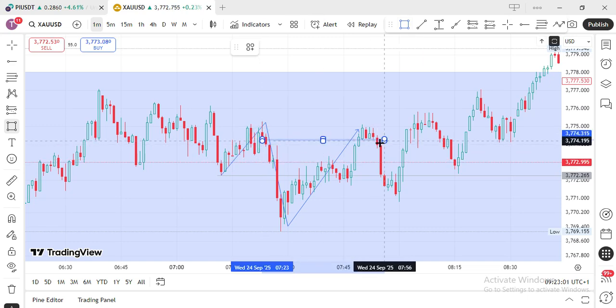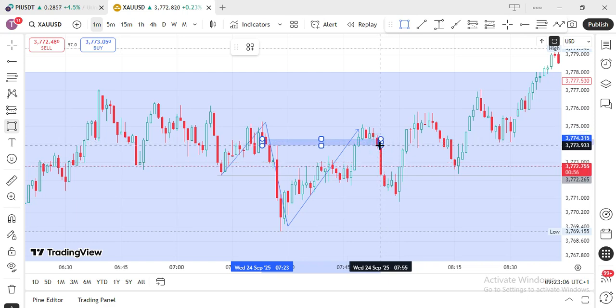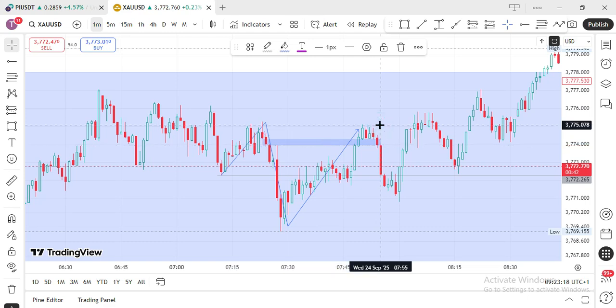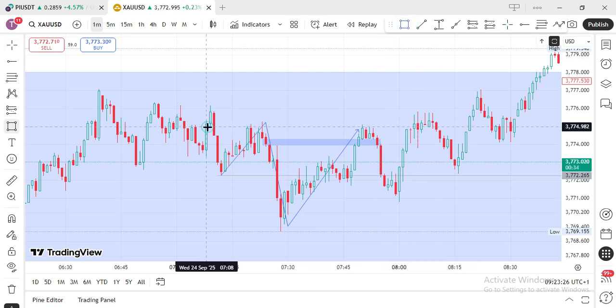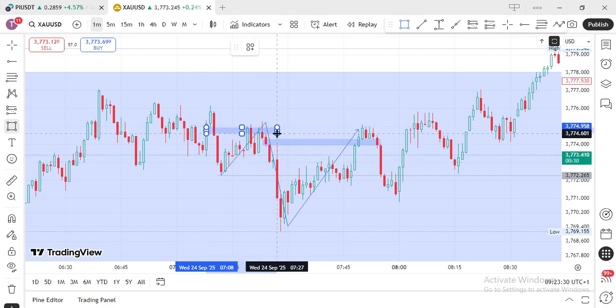Fair value gap. What did I explain a fair value gap is? The basic explanation for a fair value gap, so that if you see it, it's easy to understand it, is a gap in between the first and the third candle. So when I look at this case now, another fair value gap. And guess what? Price came back to that gap.